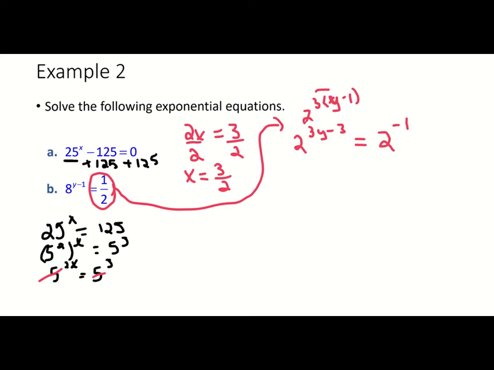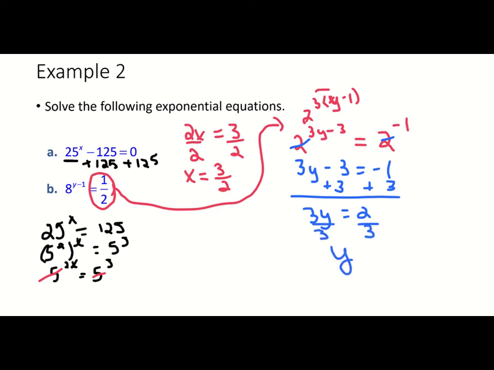So again, ignore your bases, and we're going to solve the equation 3y minus 3 equals negative 1. And I'm just going to add 3 to both sides. So I have 3y equals 2, divide by 3, so y is going to be 2/3, and that's it. We solved our equation.